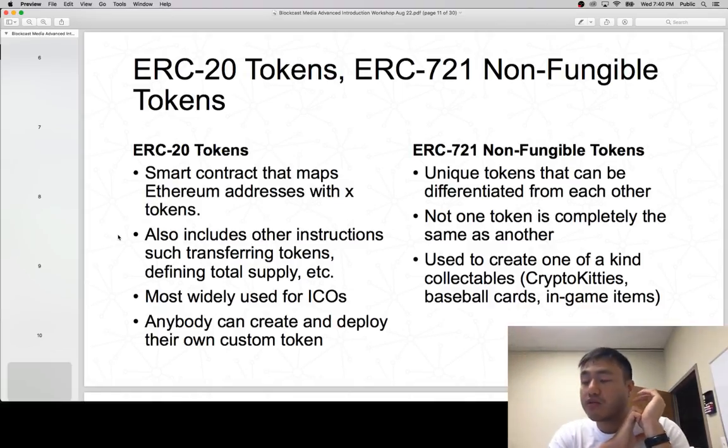If you've ever heard of something called CryptoKitties, where you are able to own a very specific type of CryptoKitty which only you hold, there's never one that is the same as yours. It's almost like baseball cards, as long as it's not replicated, or even like Pokemon cards, where there's only a limited amount of a certain Pokemon.